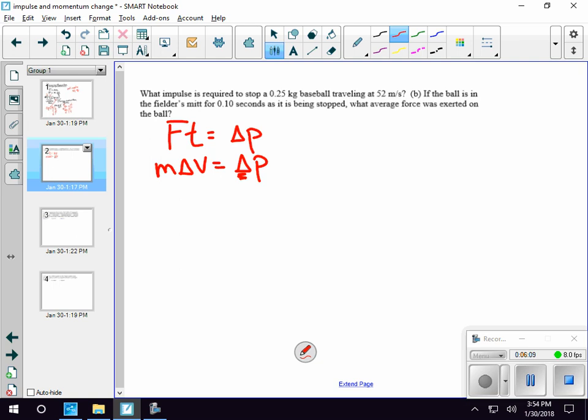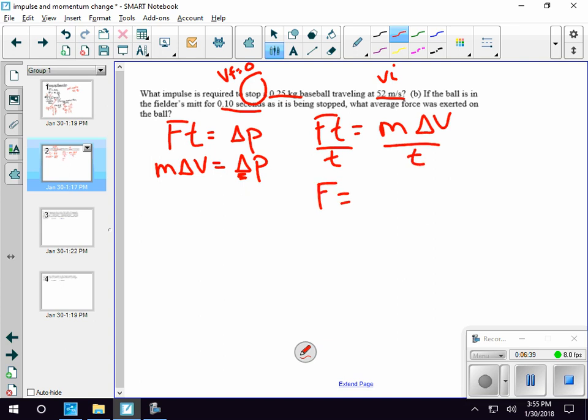So let's see. I've got my mass right here, 52 meters per second. We're trying to stop it. So I know my final velocity is going to be 0. I know that this is my initial velocity. I've got a time given to me here. What is the average force exerted on the ball? I guess I am using all parts of the equation. I might as well. We'll just set them equal to each other. So I'm looking for force, which means I'm going to divide by time on both sides and solve for force.